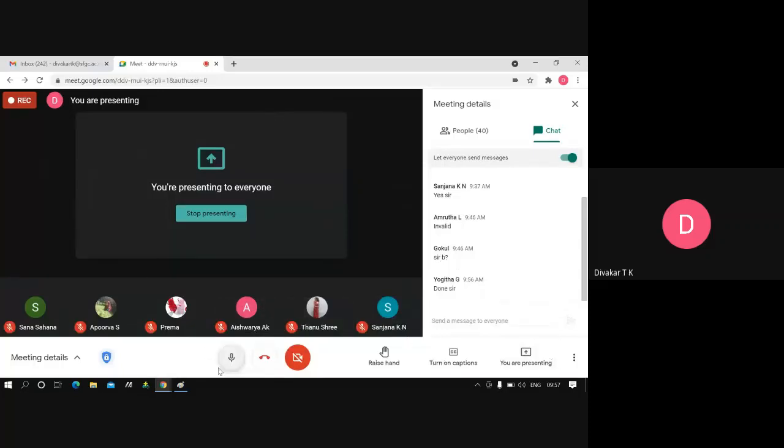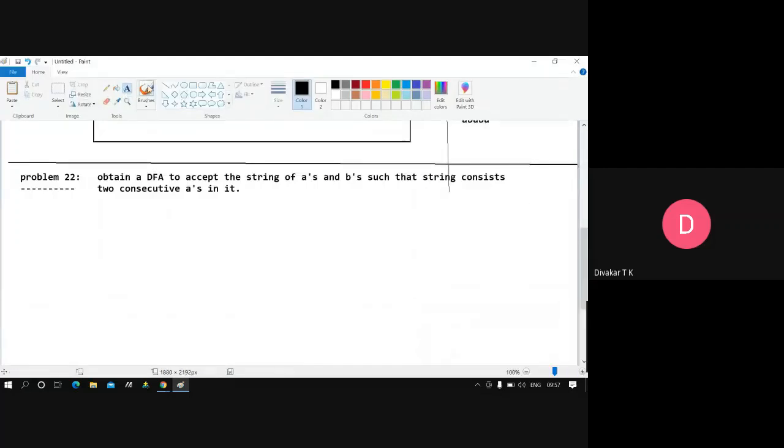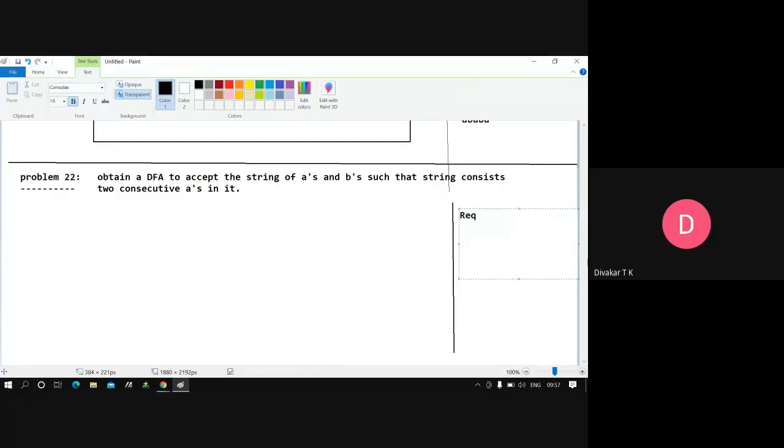Yeah, guys, okay, done. I tried this problem number 22. If you tried and got the answer, it's good. If you have not tried, just have a look at this. So what is my requirement now? 2A. Okay, now someone tell me whether it's valid or invalid. A, B, whether it's valid or invalid.